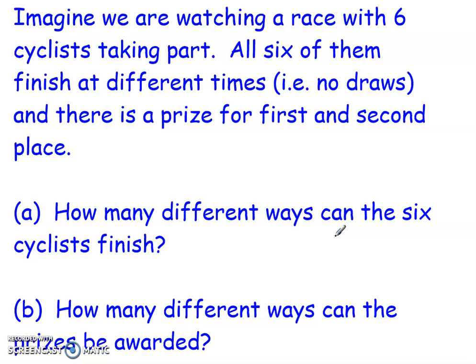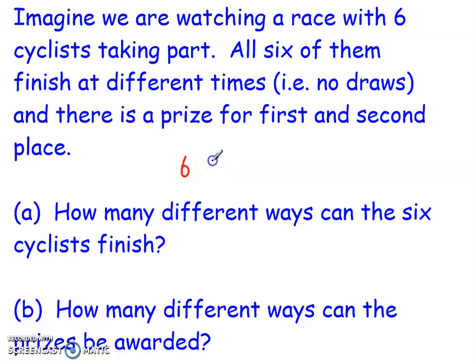So if we think about the first part of the question, how many different ways can the 6 cyclists finish? Well, there's going to be 6 places, so first to 6th, because obviously there's 6 racers. If all 6 are taking part, there's going to be 6 cyclists who could finish first. There's going to be 6 ways.